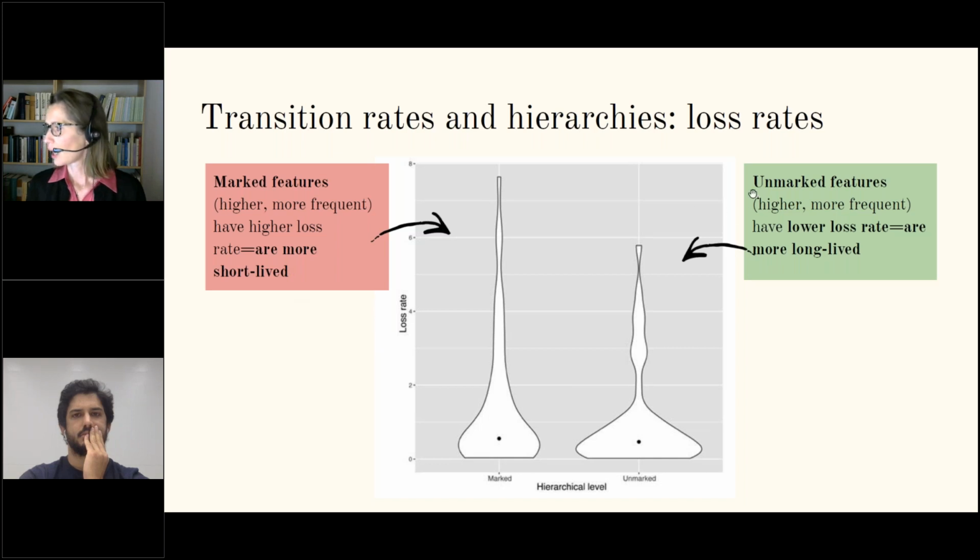Sorry, I confused it here. Unmarked features that are higher and more frequent, these are less frequent, have a lower loss rate and are more long-lived. So it's quite clear that unmarked features are more stable than marked ones.